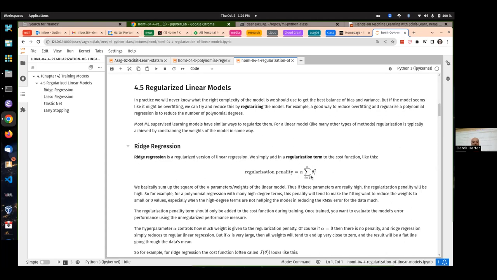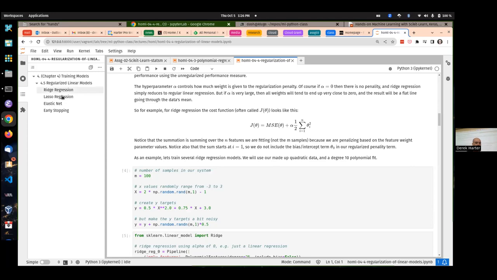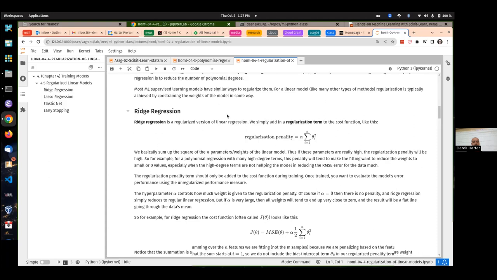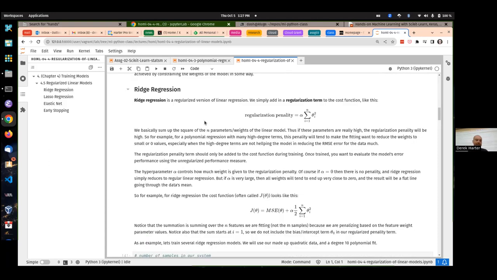we can regularize. Our textbook talks about three basic ones. Well, actually, two basic ones: ridge and lasso. And elastic net is really kind of a combination of the two. And I think I asked you to use all three of these, or at least two of these, in assignment three. So ridge regression is probably the easiest to understand.